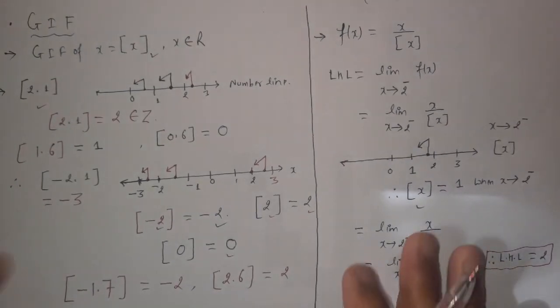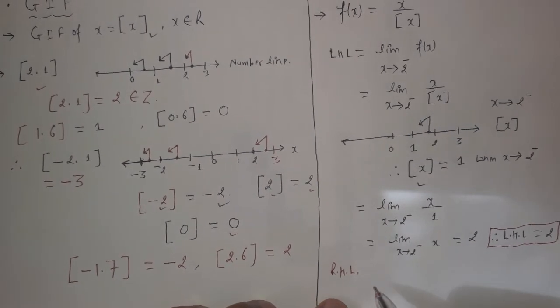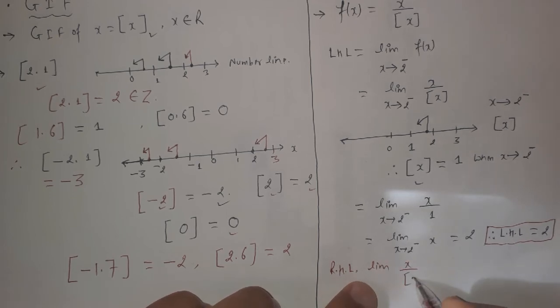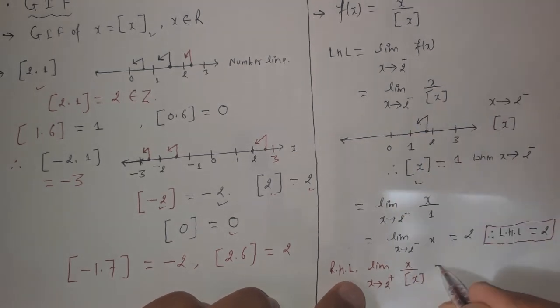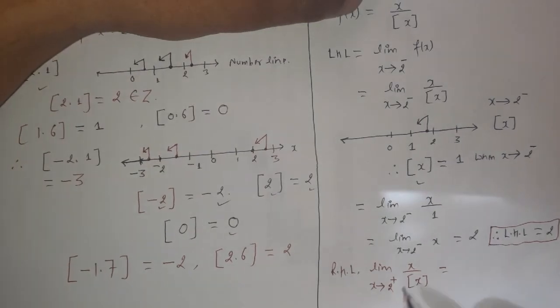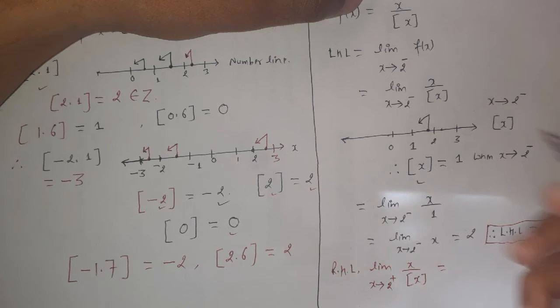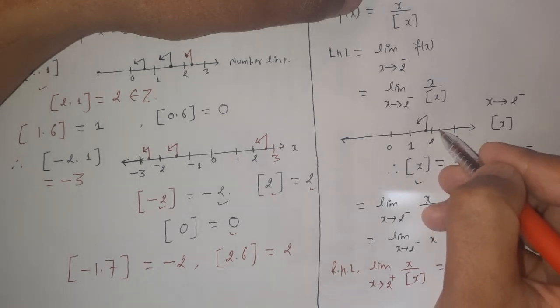Similarly, we can evaluate the right-hand limit. I am going to calculate the right-hand limit of that function directly. The function is x over the greatest integer of x, but x approaches 2 from the right-hand side. We have to take the values of x which are very close to 2 from the right-hand side. Let's suppose these values are located here.